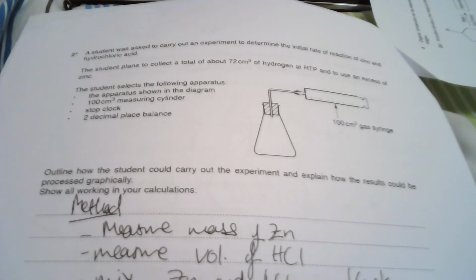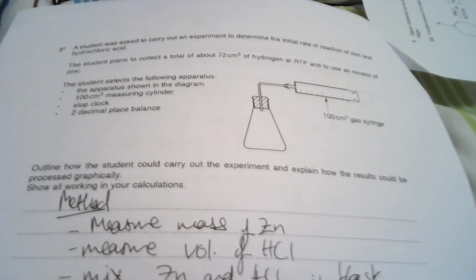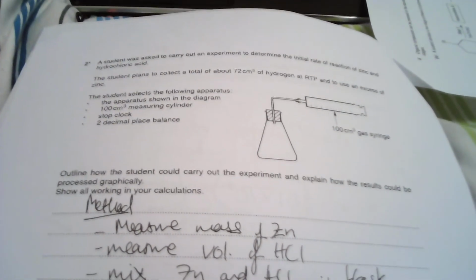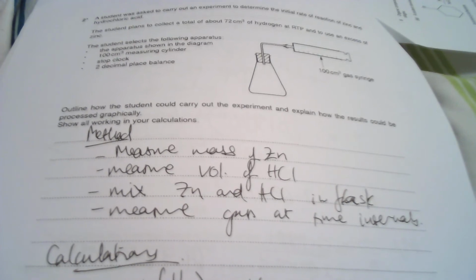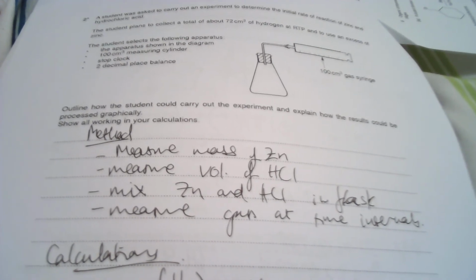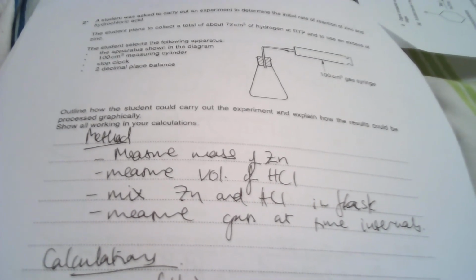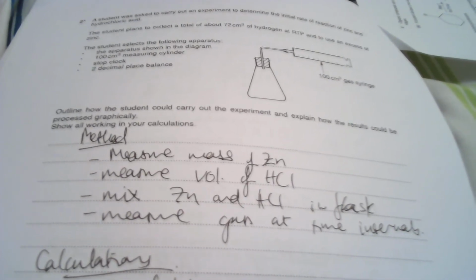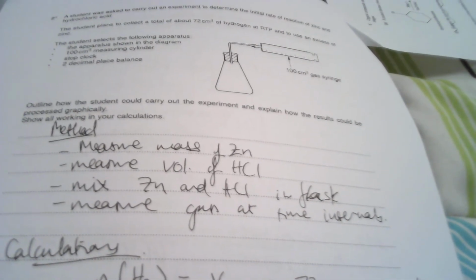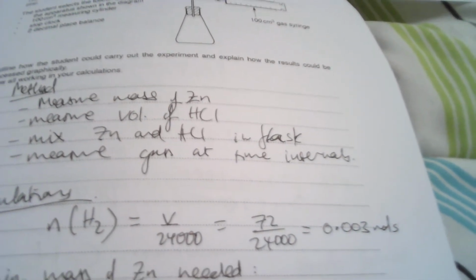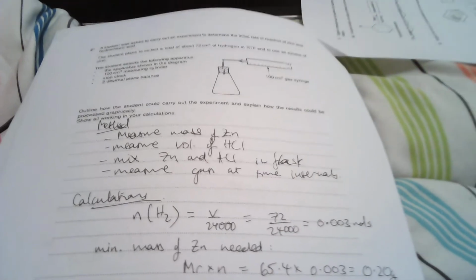Outline how the student would carry out the experiment and explain how the results could be processed graphically, show all working in your calculation. So we start off with the method. Start by what you would measure out: measure the mass of the zinc, so be specific, measure the volume of hydrochloric acid, mix them together in a flask, and measure the gas at time intervals. Okay, so that's the method.